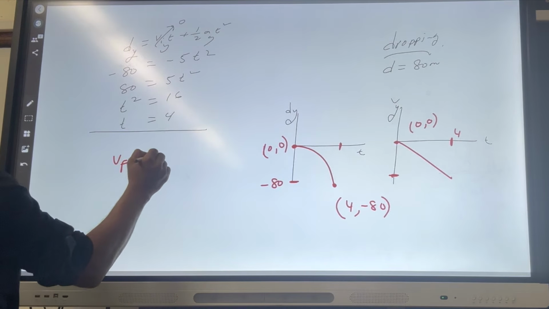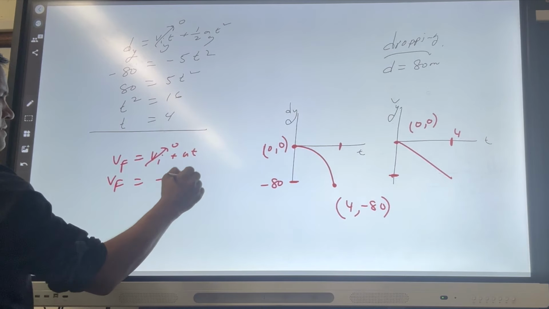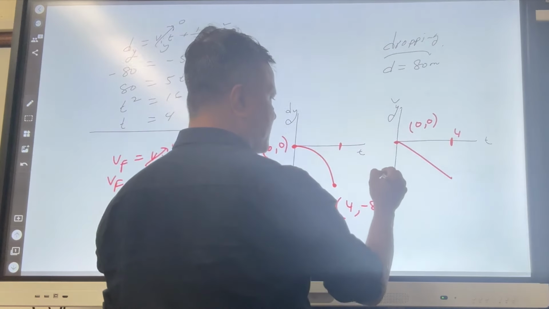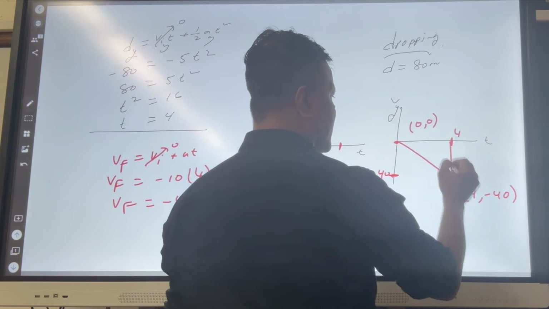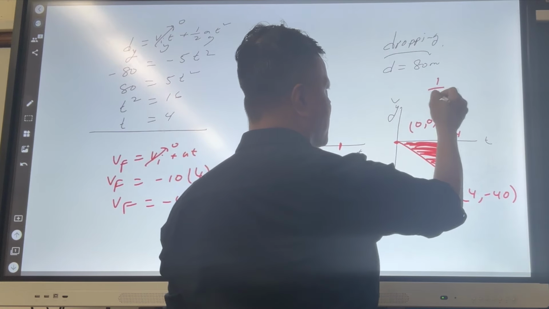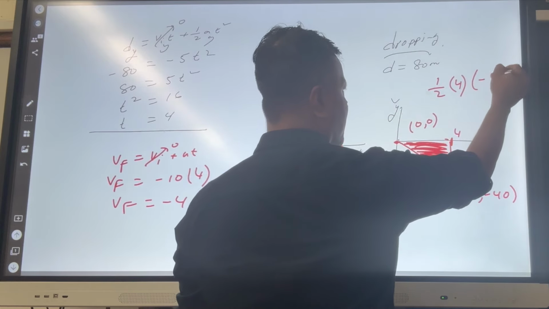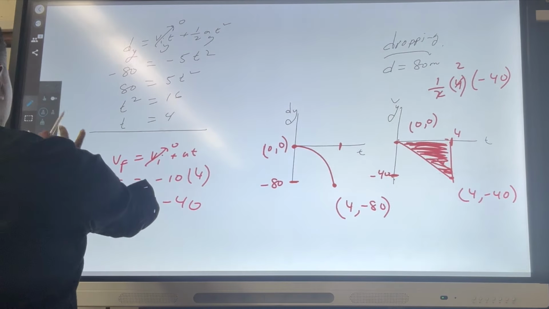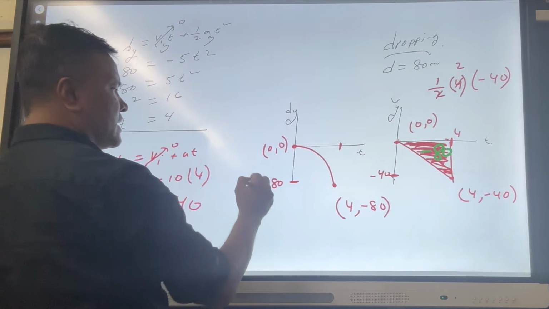Vf is equal to Vi plus At. So Vf is equal to, the initial is 0, negative 10, t is 4. So Vf is equal to negative 40. So you're gonna write negative 40 over here. So this point is 4 comma negative 40. So the area under the curve is, of course, half bh. So half, b is 4 and h is negative 40. Okay, so 2 times negative 40 is, of course, negative 80. So the area under the curve is, of course, negative 80.